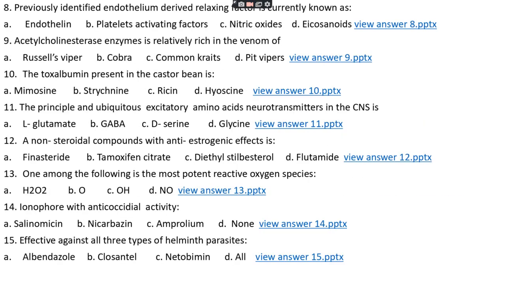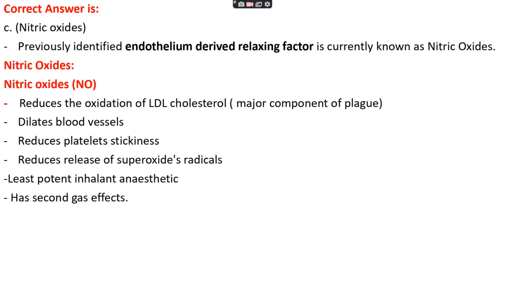Question number 8. The previously identified endothelium derived relaxing factor is currently known as option A, endothelin, option B, platelet activating factor, option C, nitric oxide, option D, eicosanoids. The right answer is option C, that is nitric oxide. Okay. The previously identified endothelium derived relaxing factor is currently known as nitric oxide.